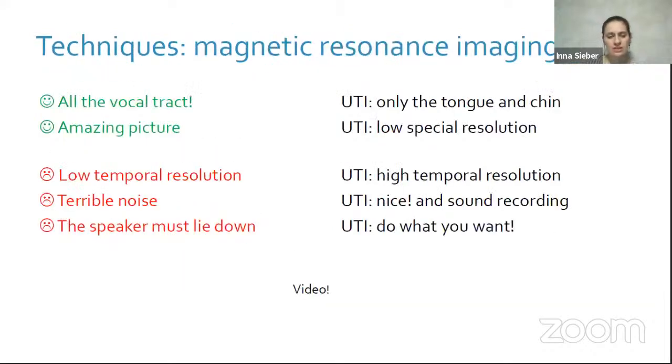Next very important technique is magnetic resonance imaging, MRI. And MRI is also used in medical investigations and in phonetic research as well. MRI pictures look practically the same as X-ray videos, but the principles of MRI and of X-ray videos are absolutely different.